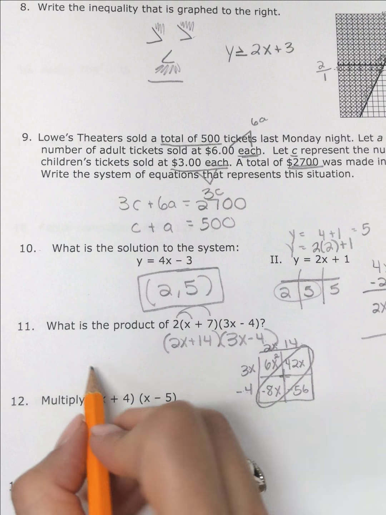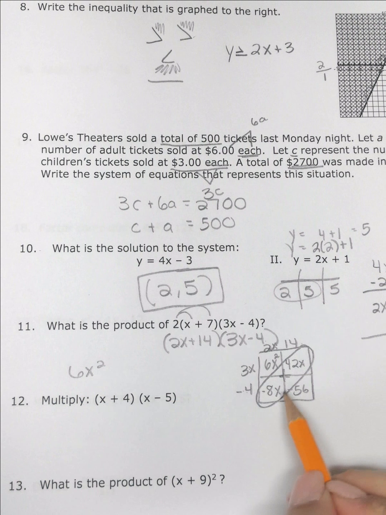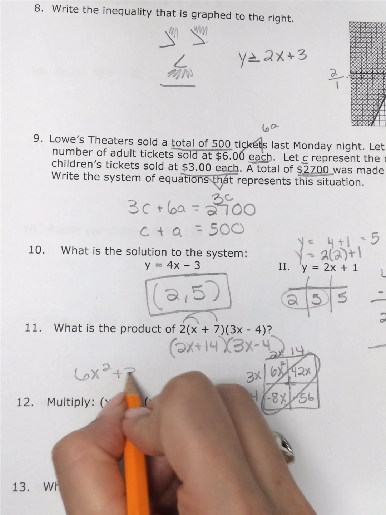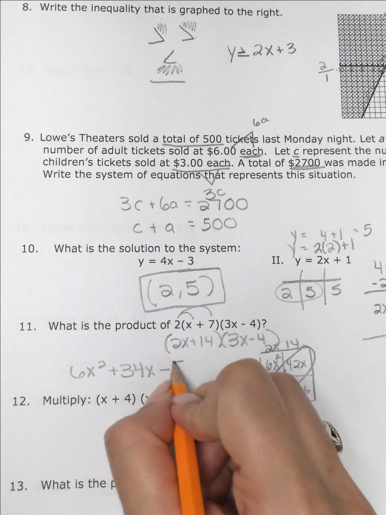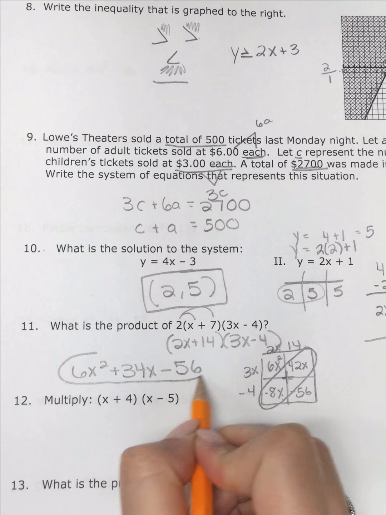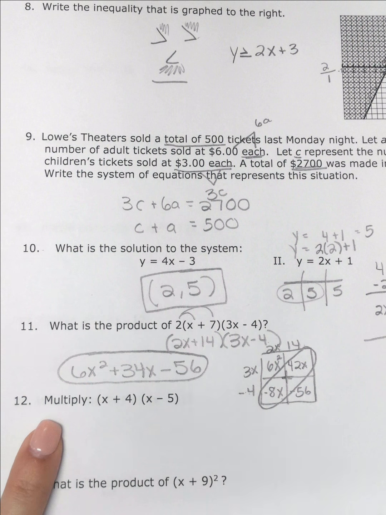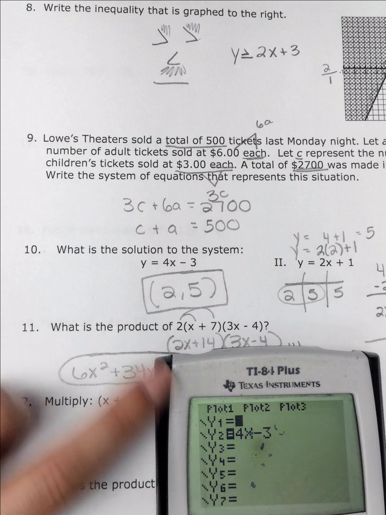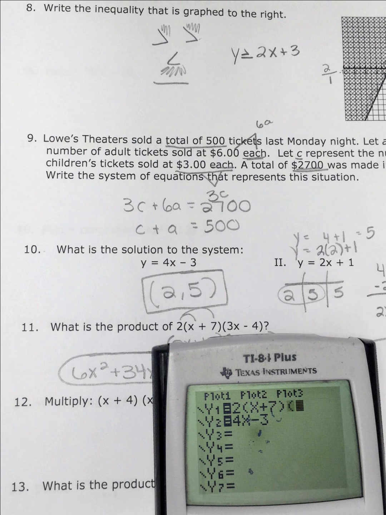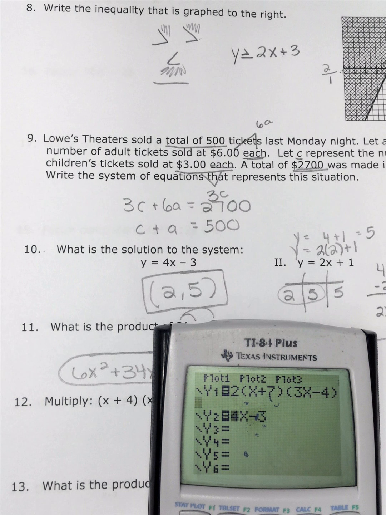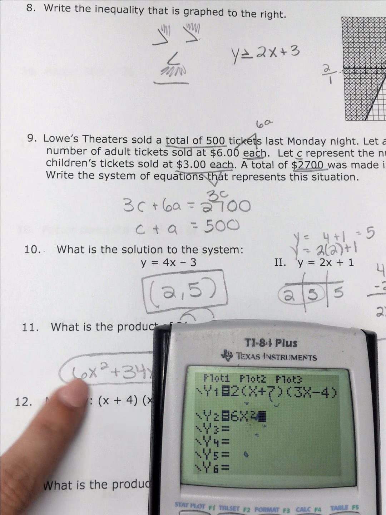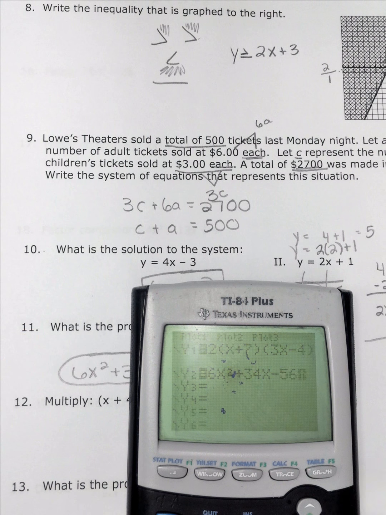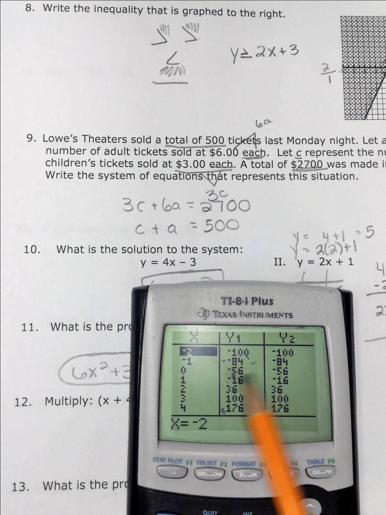So our final answer is 6x squared plus 42x minus 8x is 34x, and then minus 56. We can check our answer to make sure we simplified it correctly by taking the problem in y1. So we put 2 parentheses x plus 7 parentheses 3x minus 4. And then the answer in y2. So 6x squared plus 34x minus 56. And on our table, everything should be the same. Same. So yes, I did it correctly.